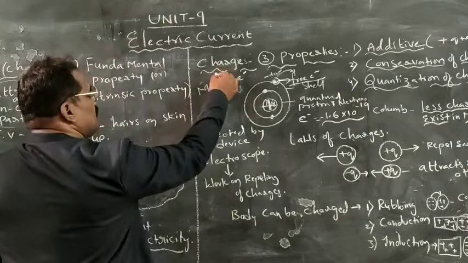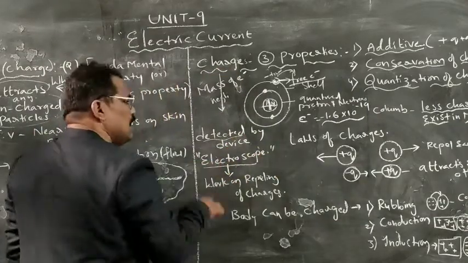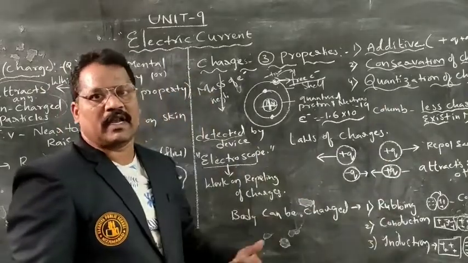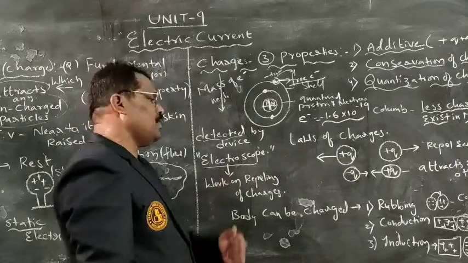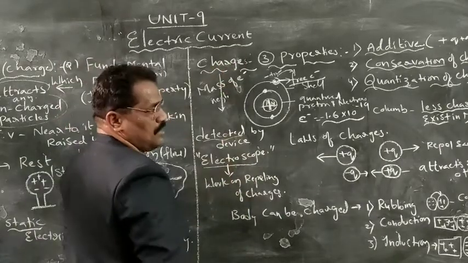The charge can also be detected by one device. What is the device? It is called an electroscope. Already we have studied electroscope in lower classes. By using an electroscope, we can detect the charge of a particular particle.